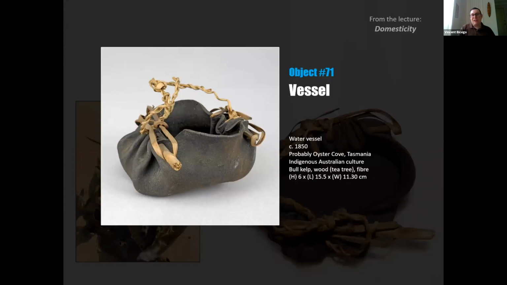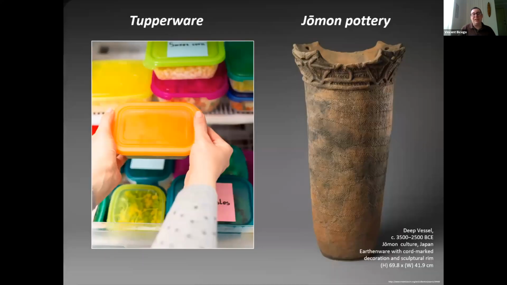Object 71 from the lecture Domesticity: once again, we could have picked an example from any culture, but this was a great opportunity to talk about the iconic kelp bags from Tasmanian Indigenous culture, because we wanted to talk about one of the most fundamental things in human society, the ability to store fresh food or fresh water. On one level this was an arbitrary decision, but it was an opportunity to give an Indigenous example. And this segued into the history of things like pottery in Asia, and a very modern example, Tupperware, when we start talking about the industrial age.